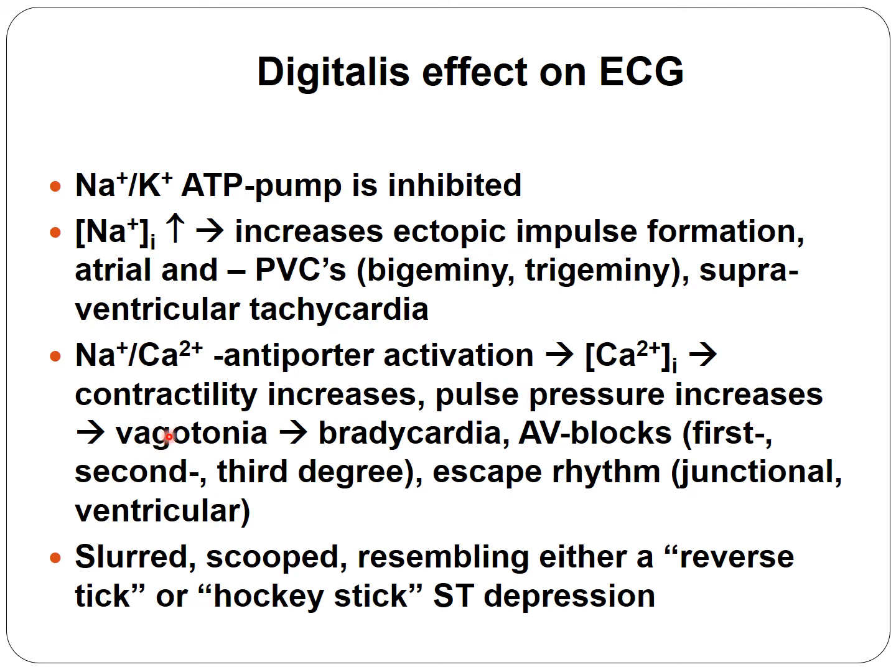That causes vagotonia. The vagus nerve is activated. That will affect the heart as bradycardia, sinus node effects, and AV blocks that can be first, second, and third degree, and junctional and ventricular escape rhythms can develop. A slurred scoop resembling either the reverse tick or the honey stick. ST depression can be seen.